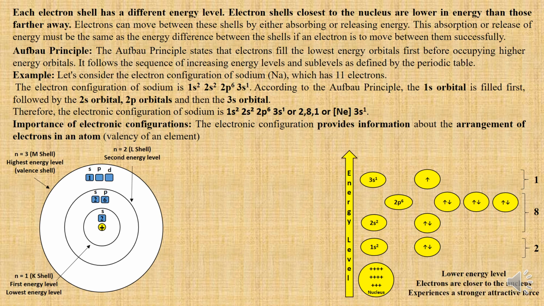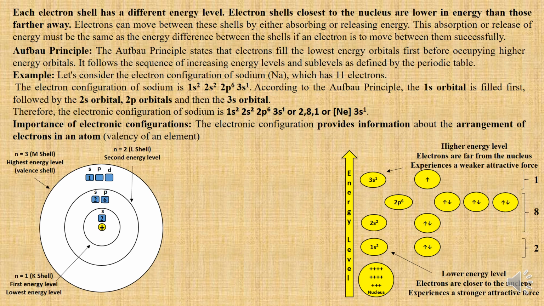Now, the electrons in the first energy level, I am referring to the 1s2. Now, the electrons in the first energy level are very close to the nucleus, and as a result, they experience a stronger attractive force towards the positively charged protons in the nucleus, and therefore they are at a lower energy level.